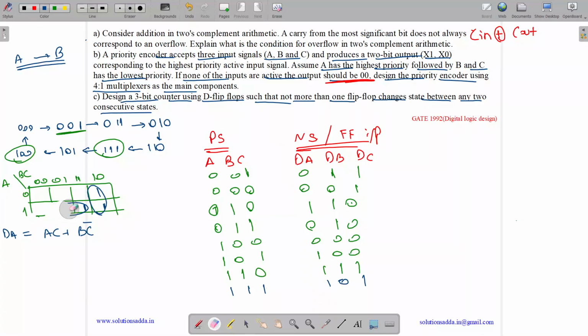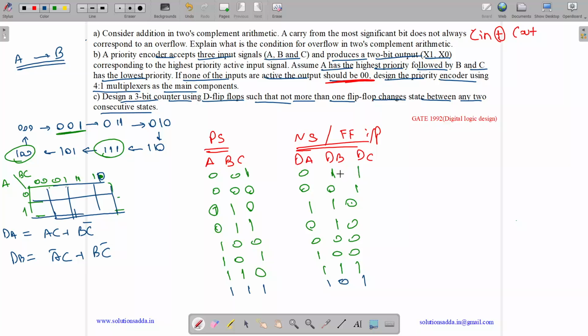Now let us draw for DB. So let me first complete this up. Yes, DB has value 1 for 001, for 010, 011, and for 110. Okay, so the mapping will be like this, and DB will have the value A complement C plus BC complement. Now let us fill it for DC. Okay, let me draw the table again.